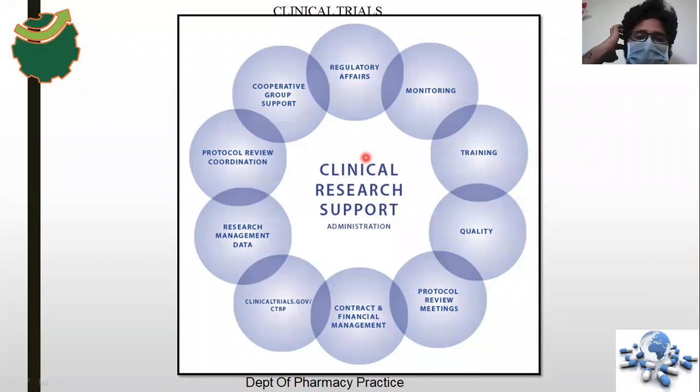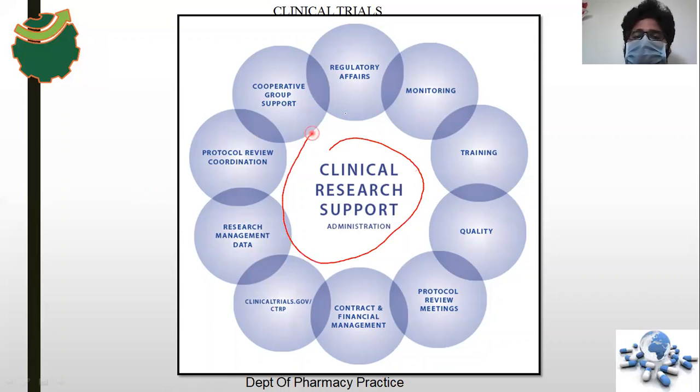Whenever you're doing any clinical trials, you should get support from all of these people, like a monitor, a trainee, let's say about the quality, protocol review meetings. You have to have support from contract and financial management. You have to have support from the government agencies. You'd have data teams, the protocol coordinators, and all these things play a major role in getting approval for your clinical trial or clinical research support team.